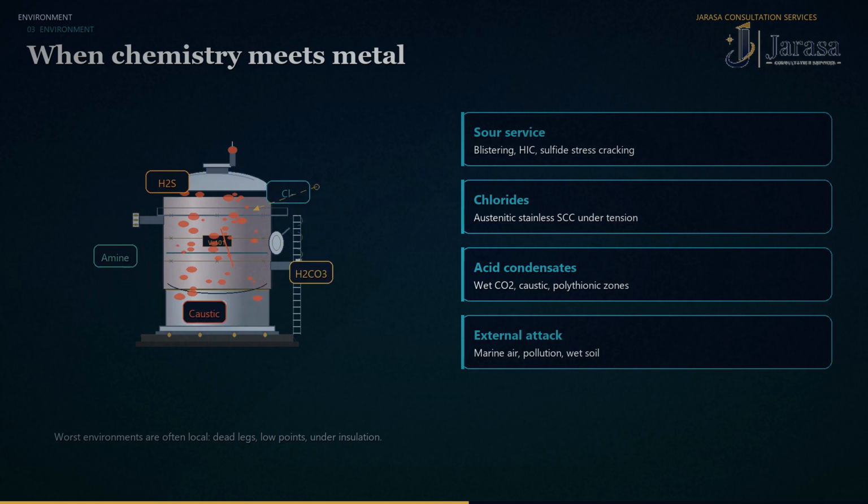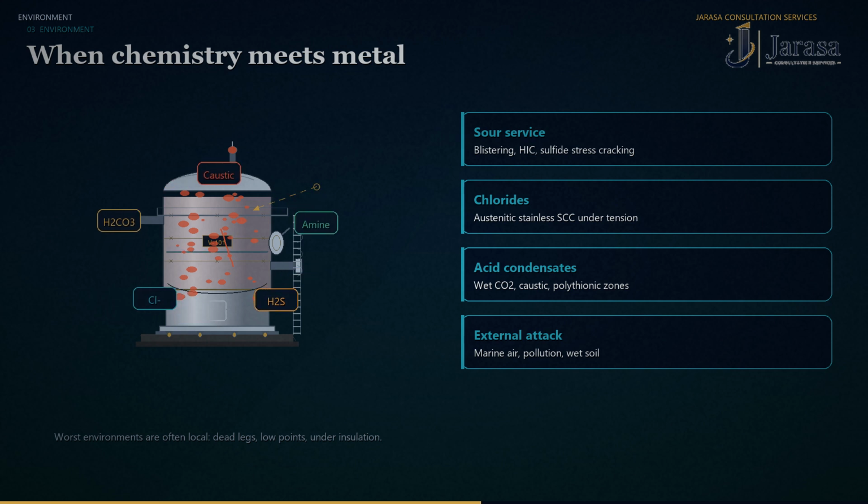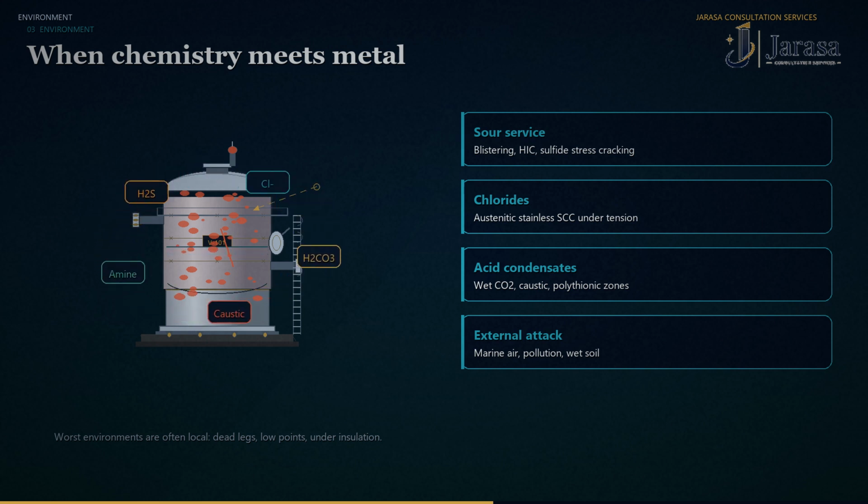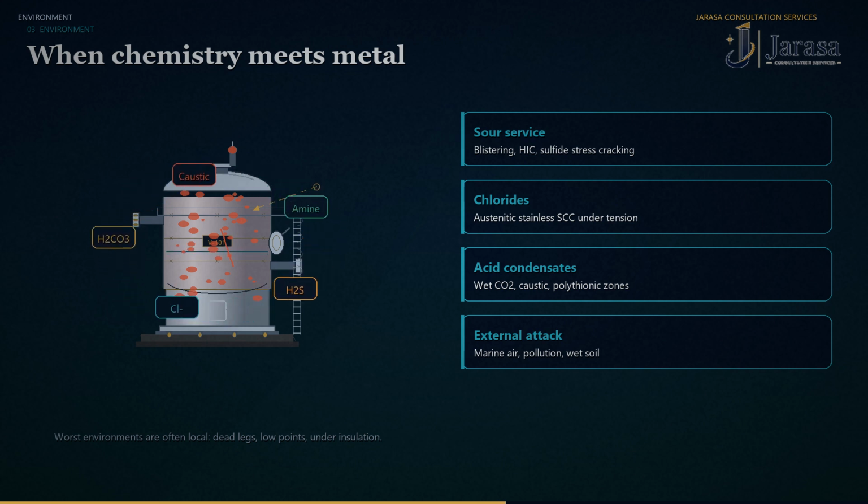External environments matter too: coastal salt air, polluted atmospheres, and wet soil under tank bottoms. In practice, the worst environments are often local: dead legs, low points, under insulation, while the bulk stream looks mild.